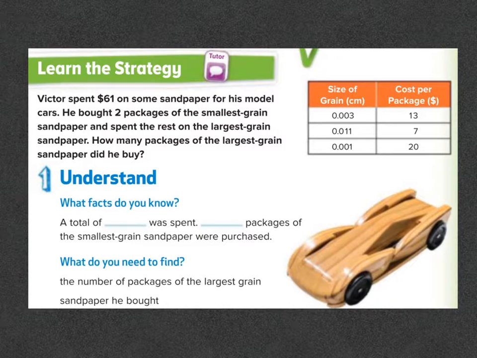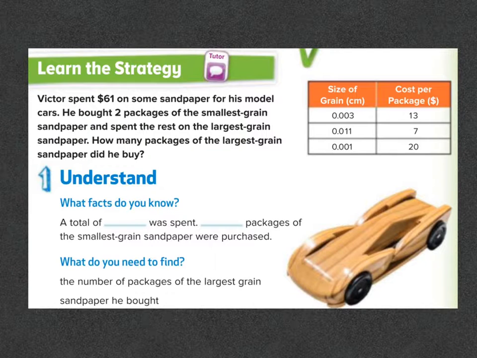Okay, so Hector spent $61 on some sandpaper for his model cars. He bought 2 packages of the smallest grain sandpaper and spent the rest on the largest grain sandpaper. Okay, how many packages of the largest grain sandpaper did he buy? Now that's kind of a trickier question, right? It's not something that you can just look at and say, okay, I'm going to do 61 times 2, or I'm going to subtract them or whatever. This is trickier, so we really have to think about what we are going to do to solve it.